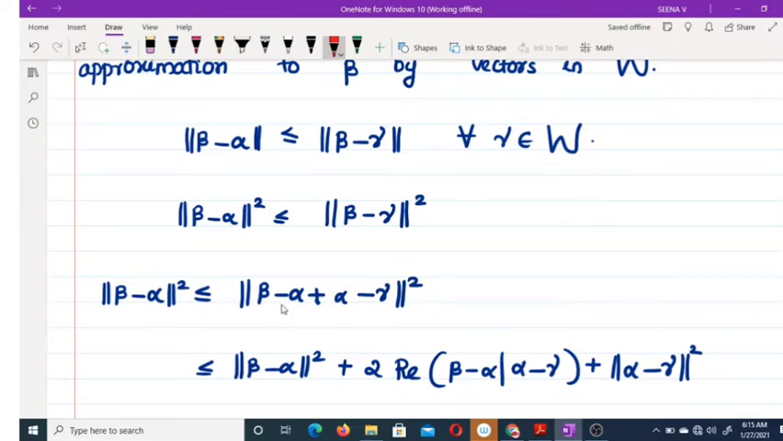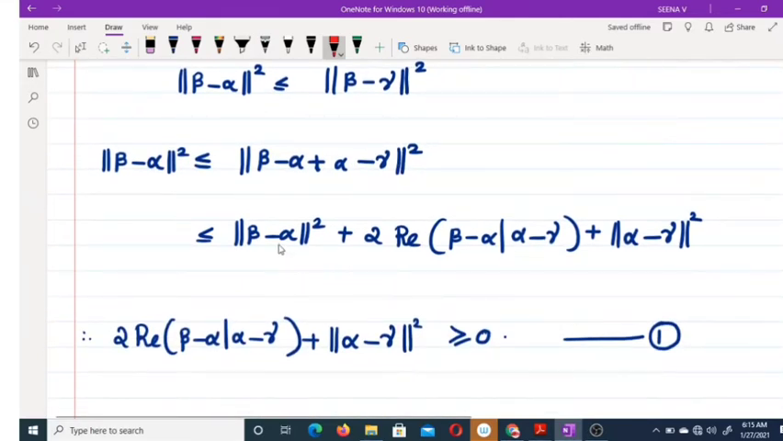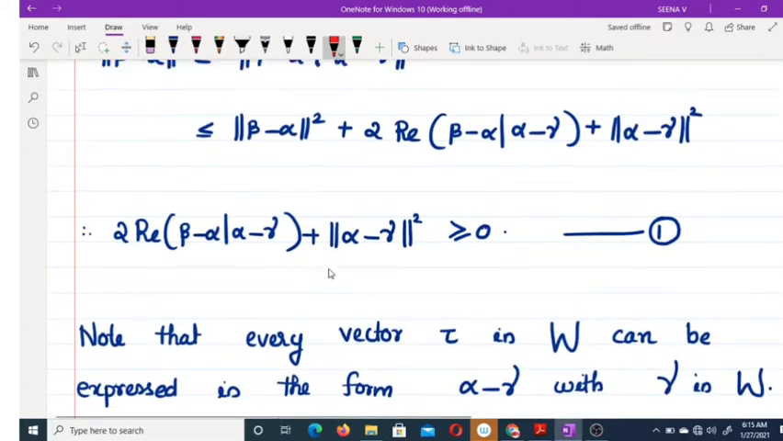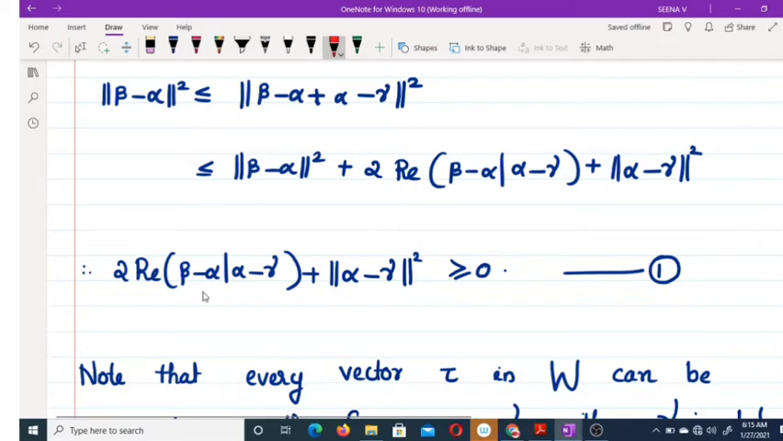For beta minus gamma, we are replacing it by beta minus alpha plus alpha minus gamma. And this is norm of beta minus alpha whole square plus 2 times the real part of the inner product of beta minus alpha and alpha minus gamma plus norm of alpha minus gamma whole square. This is from the result of norm of alpha plus beta whole square. From here, you can cancel norm of beta minus alpha whole square, and we get 2 times the real part of the inner product of beta minus alpha and alpha minus gamma plus norm of alpha minus gamma whole square is greater than or equal to 0.